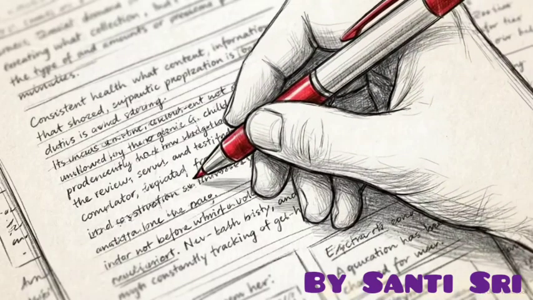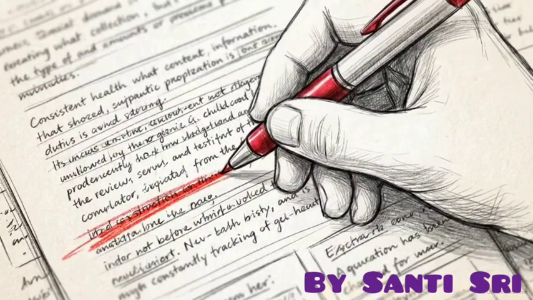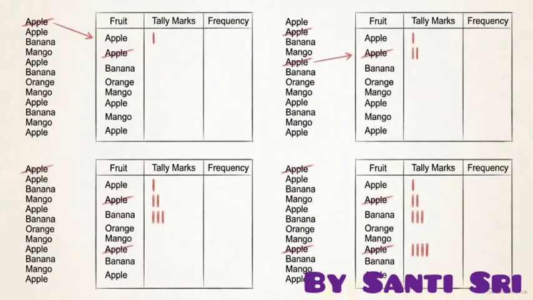Now we move to data entry. To avoid counting the same fruit twice or missing one entirely, we use the strike and stroke method. We locate the very first item in our raw dataset, an apple, and cross it out. Immediately, we draw a single vertical line in the apple row of our chart.